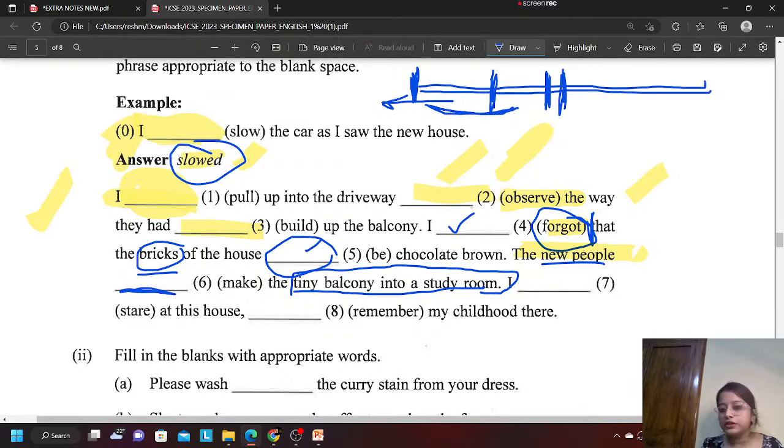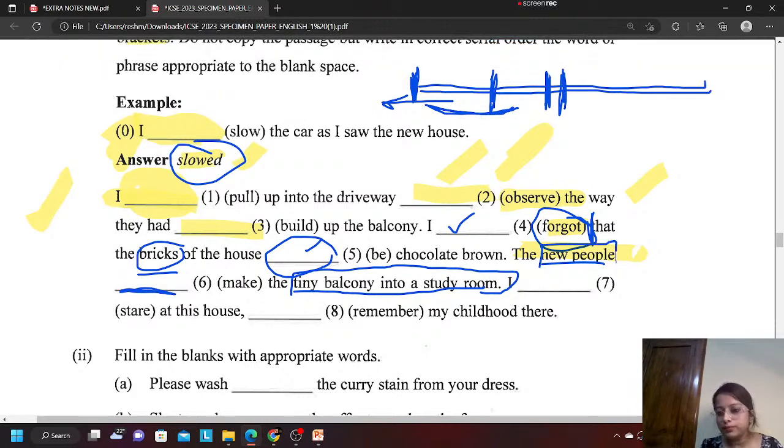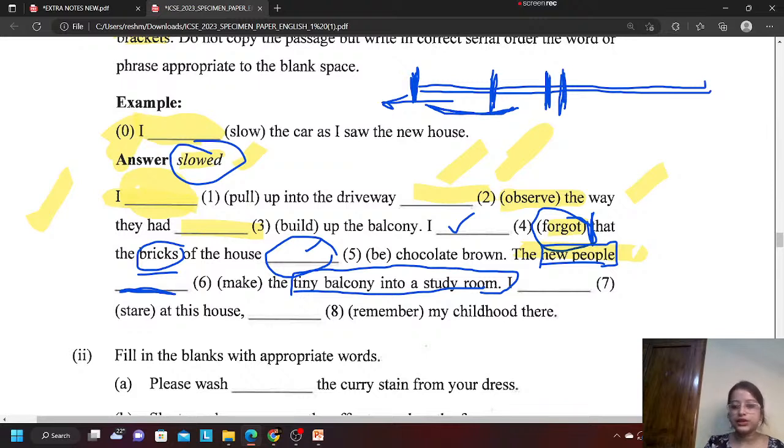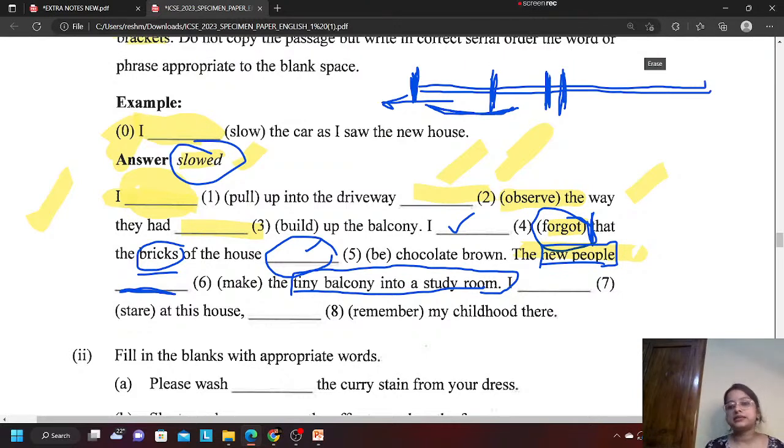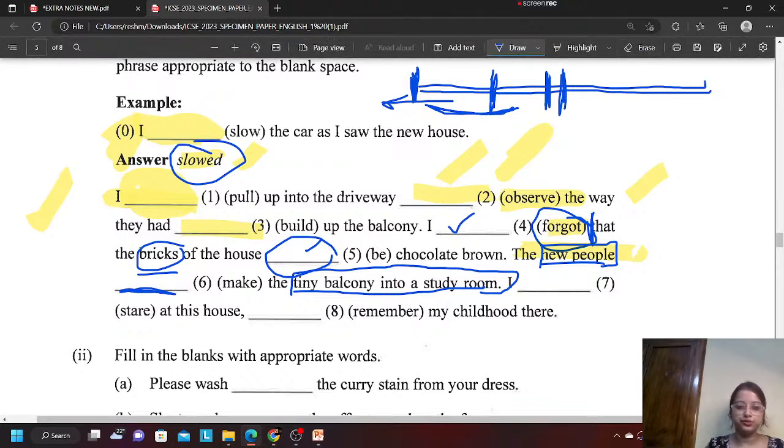Why have made? Because new people means plural. For plural we use have. Check this one if this is completely clear. This was a very nice paragraph that was given. See, everything is there. Past, past perfect, and it has present perfect also. Check if there is any doubt, then we will do the last sentence.